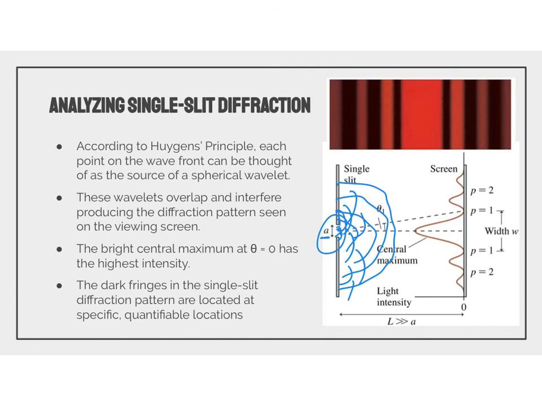So what is the picture that we get? We get a nice, big, wide central maximum. And then we get these light fringes that get darker and darker the further away we get, based on constructive interference. And then we get these dark fringes, and that is where we get absolute destructive interference.